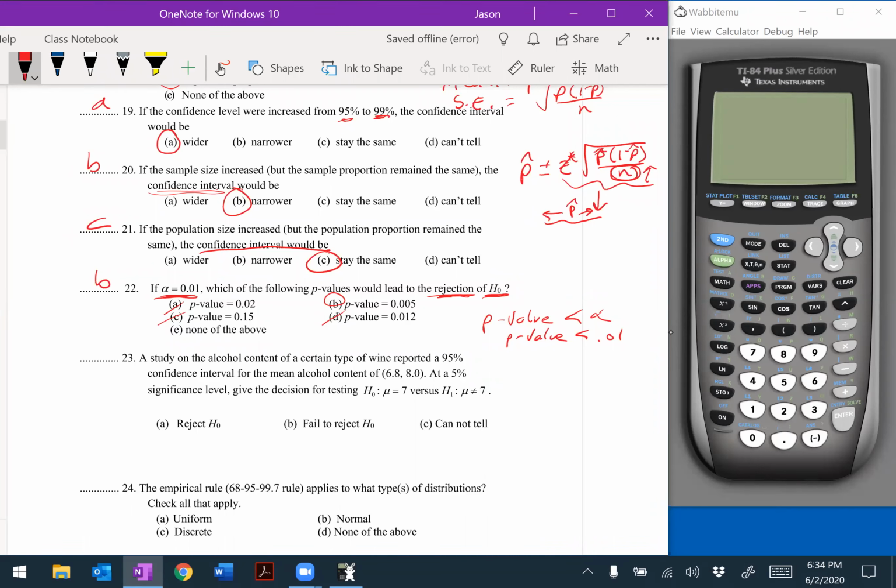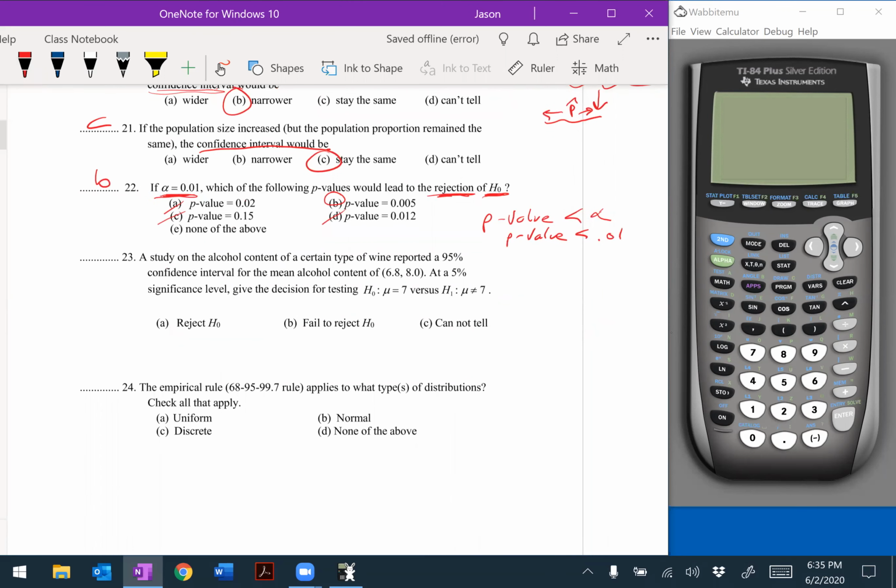Okay, 23. A study on the alcohol content of a certain type of wine reported a 95% confidence interval for the mean alcohol content of 6.8 to 8.0. At a 5% significance level, give the decision for testing mu equals 7 versus mu is not equal to 7.